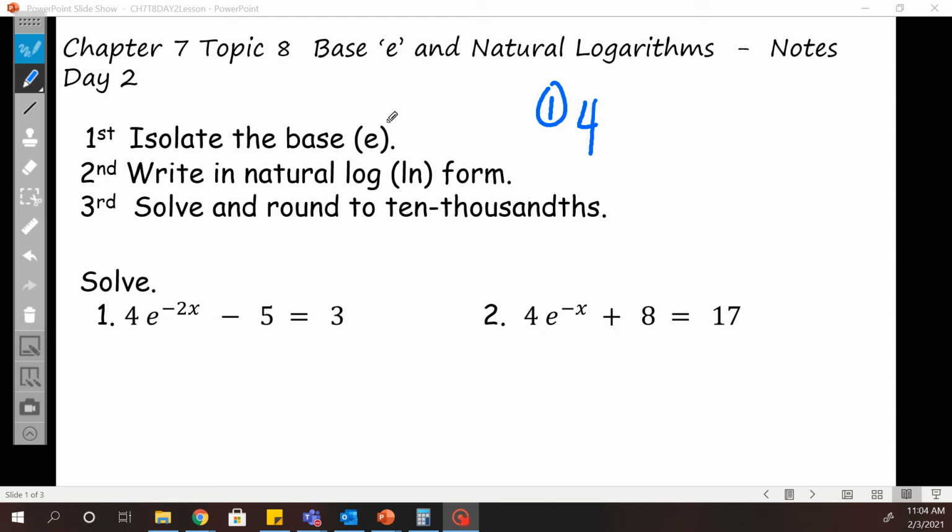So we need to isolate the base, Euler's number. We need to write it in natural log form, and then solve it by using a calculator, rounding to the nearest ten-thousandth. So we've got 4 times e to the negative 2x minus 5 equals 3.